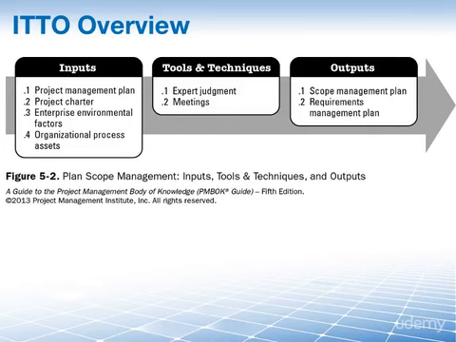Plan scope management occurs early in the project lifecycle and may have several iterations as you go through the project. We notice that there are just 4 inputs, 2 tools and techniques, and 2 outputs. And these 2 outputs from the process will become key inputs to future processes. Let's take a look at these 8 items in detail.